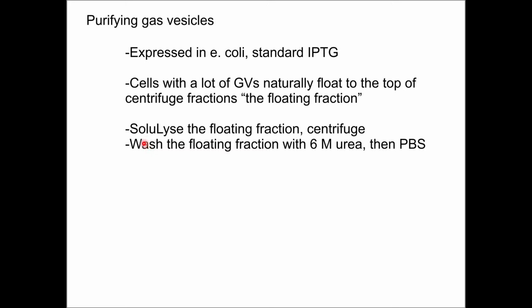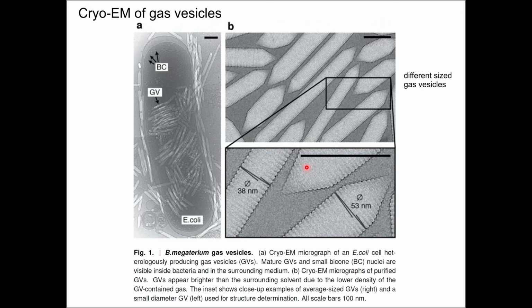They lyse the cells using some detergent, lysing, centrifuging, but the gas vesicles always float to the top of the fraction, so it's very easy to work with them and purify them. Can't run them down the column, probably? No, I don't think so. You can run the columns, but no.